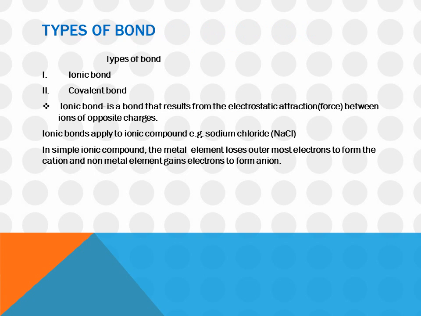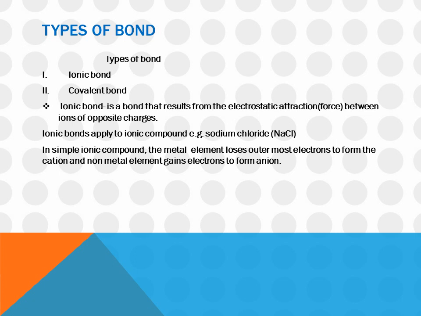Types of bonds. We are going to look at various types of bonds, and there are two main: that is ionic bond and covalent bond. I'm going to start with ionic bond, which is a bond that results from electrostatic attraction or force between ions of opposite charges.